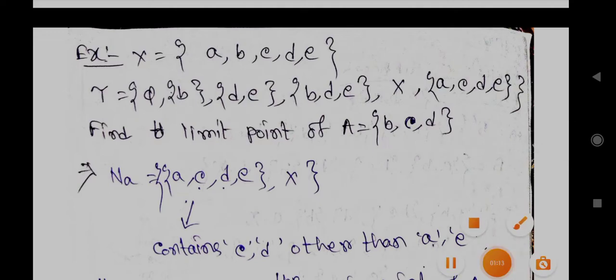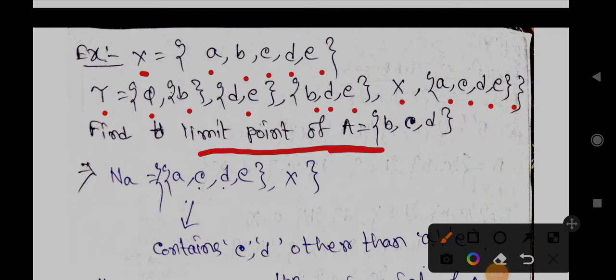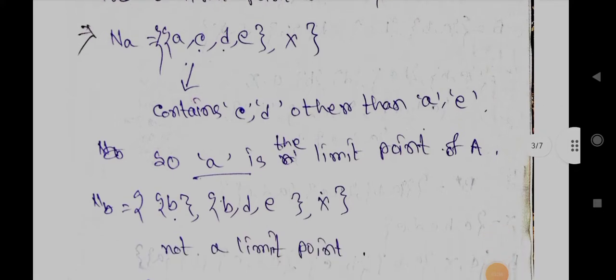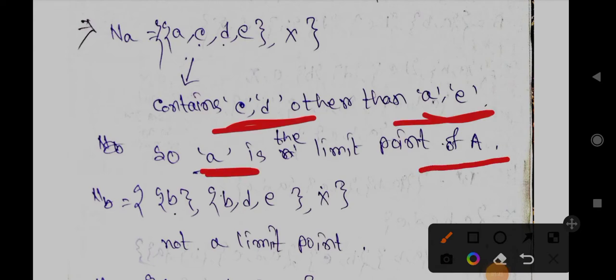Now an example. X = {A, B, C, D, E} and τ = {φ, {B}, {D}, {E}, {B, D}, {D, E}, X, {A, C, D, E}}. Find the limit points of A = {A, B, C, D}. NA = {A, C, D, E}, and X contains C, D other than A. So A is a limit point of A.